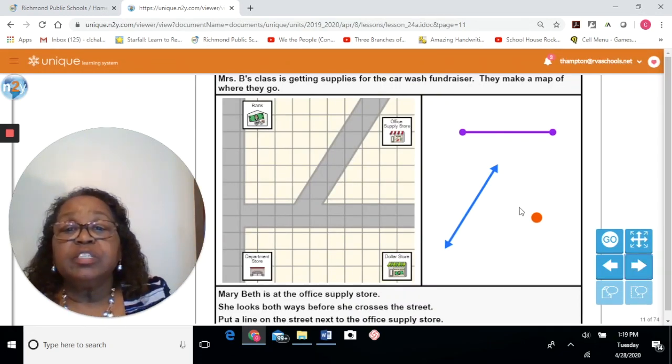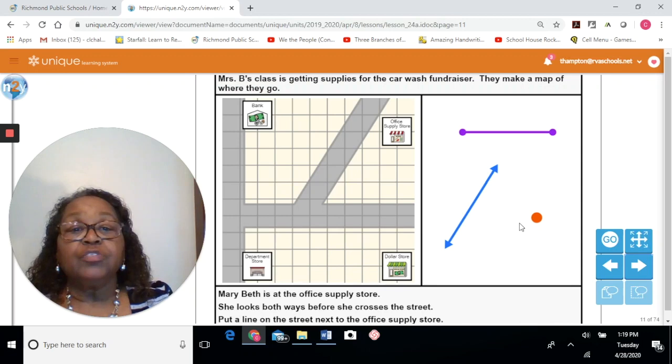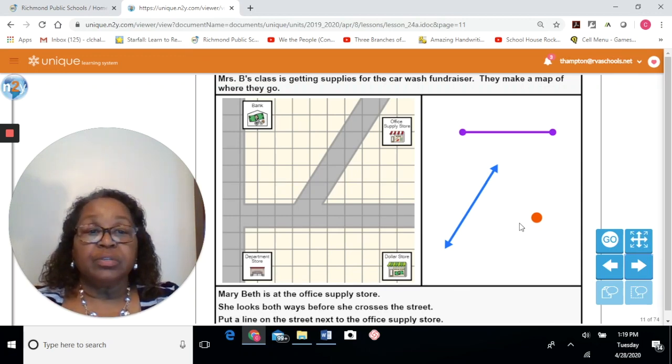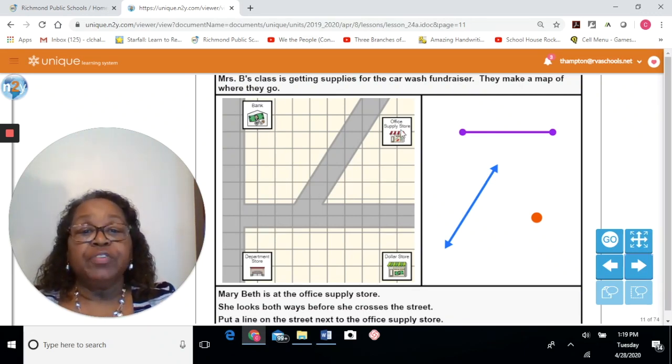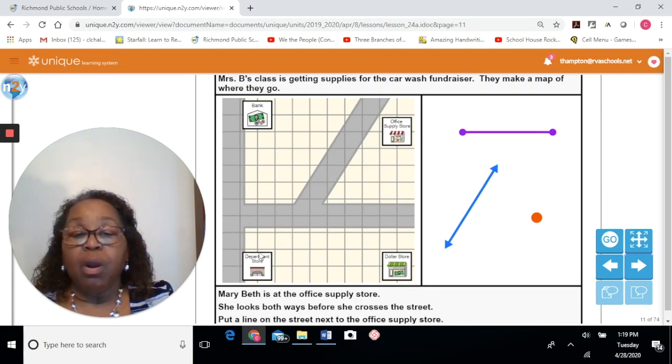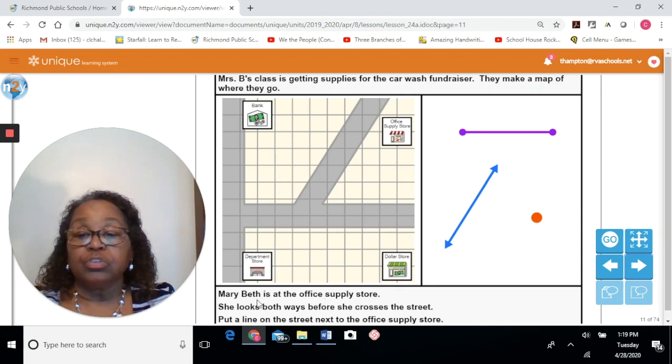All right, it says Mrs. B's class is getting supplies for the car wash fundraiser. They make a map of where they go. So here we are again. This is a map on a grid. The bank, the office supply store, department store, and the dollar store. Okay, what are our instructions? Mary Beth is at the office supply store, which is here.